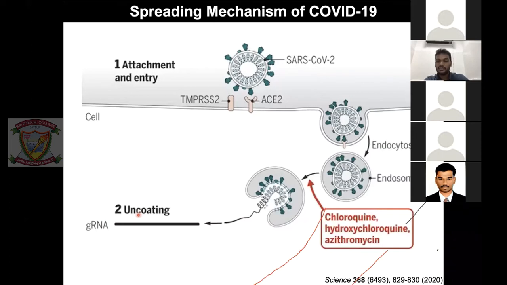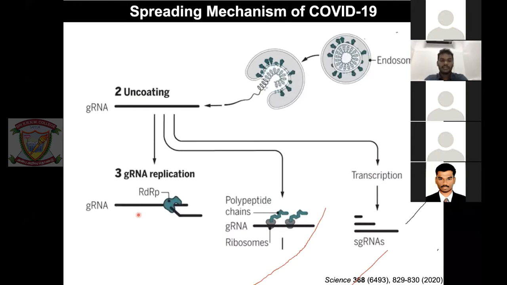So these drugs are known to block the viral genome release. So basically it blocks at this stage so that the virus cannot make multiple copies. All right. So the third step is called genomic RNA replication. In that particular step, multiple copies of genomic RNA are made by a protein called RNA-dependent RNA polymerase.